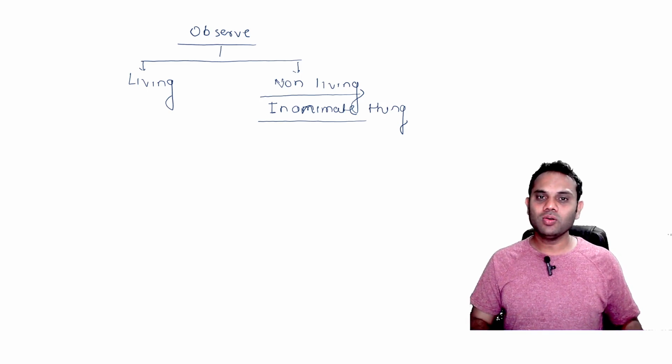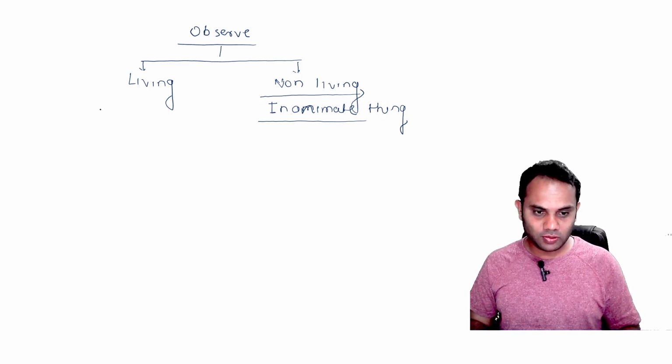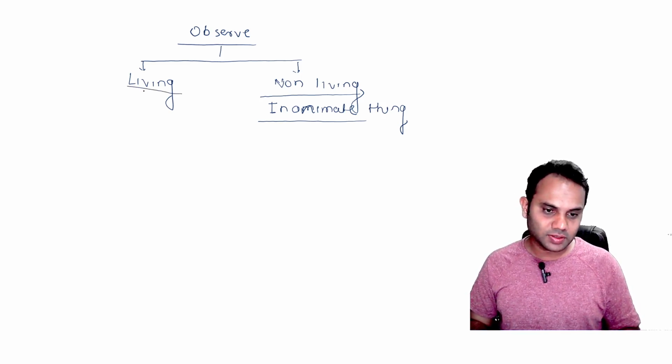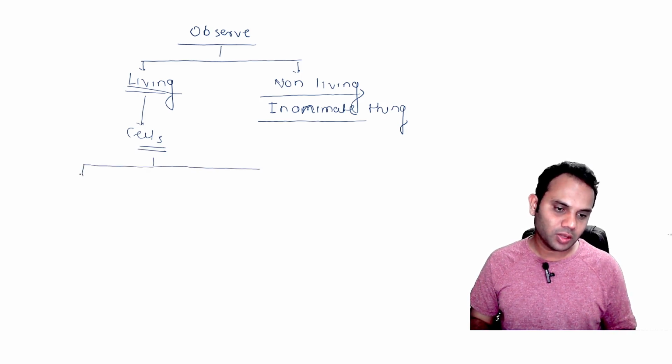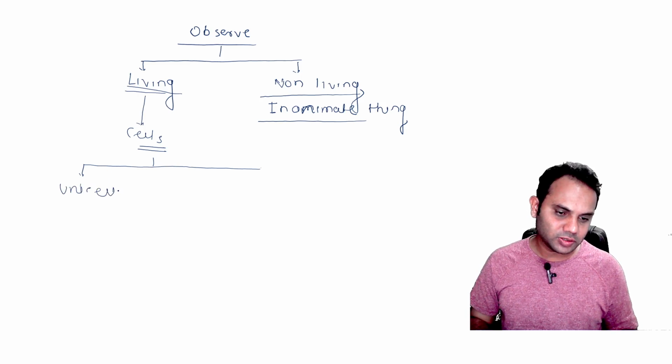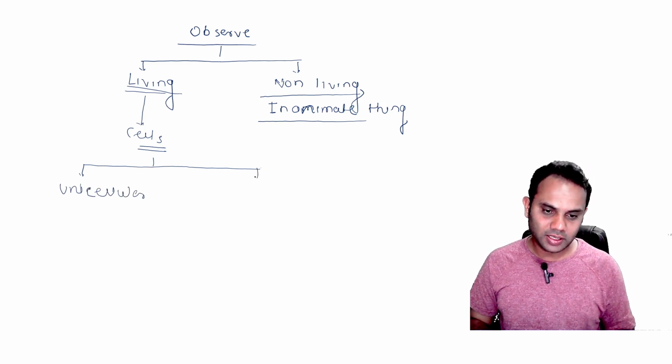Now we will concentrate on living organisms. These living organisms are made up of cells. Now these living organisms can be of two different types. One is unicellular and second is multicellular.